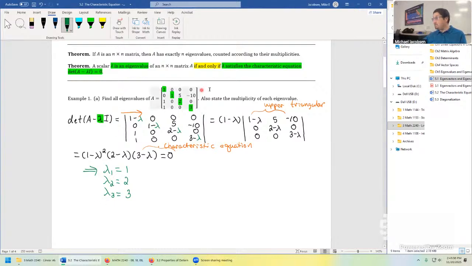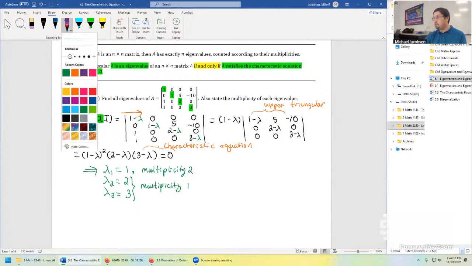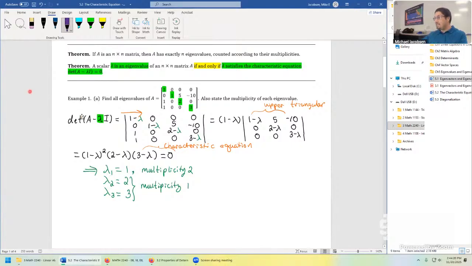So we found the eigenvalues. We'll state the multiplicity of each eigenvalue. For the bottom two, eigenvalues 2 and 3, they came from a group with powers 1 on both. And so these both had multiplicity 1. The top one came from a power 2, so this one has multiplicity 2. So that's pretty much the finalization of part A.